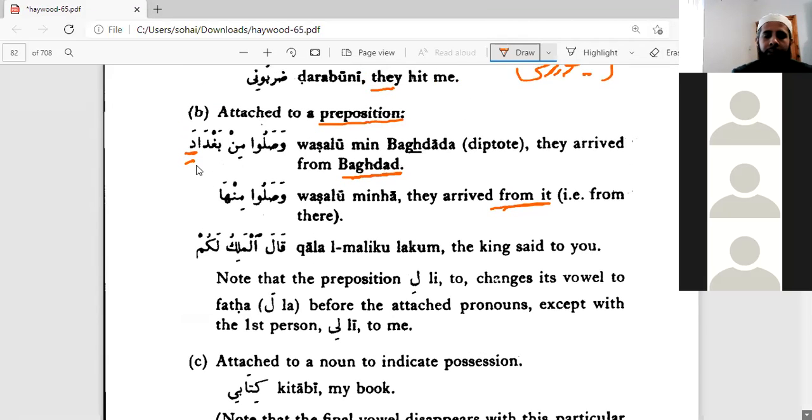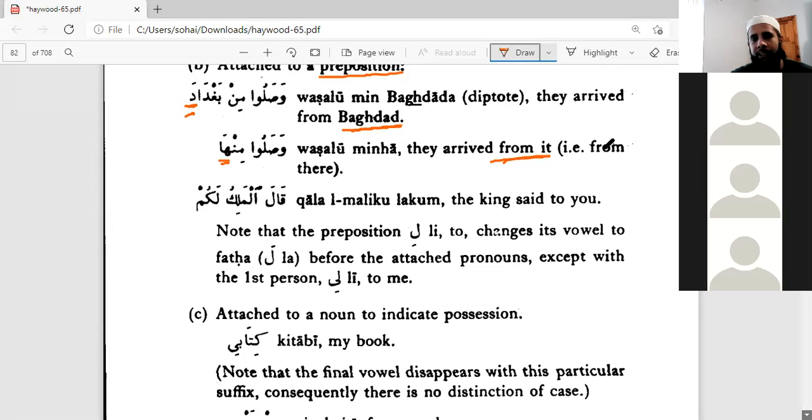Okay. Why is it ha? Why is it not hu? Why is it not wasalu minhu? Because the places are considered as feminine. Yes. So does it make sense, people? For Hannah, does it make sense? Yes, sir.